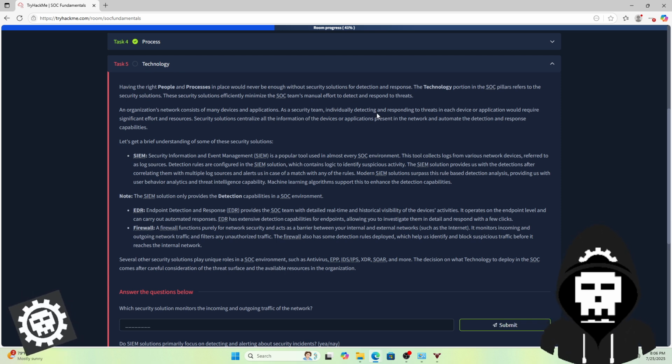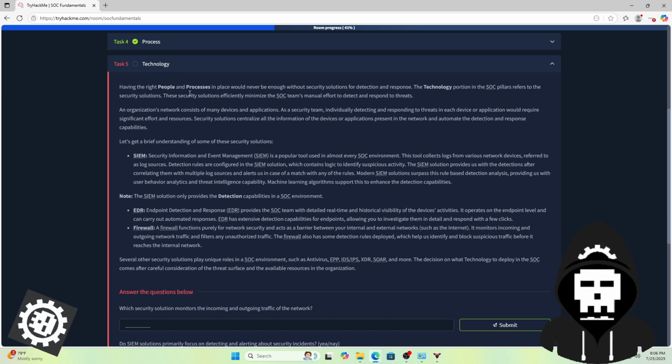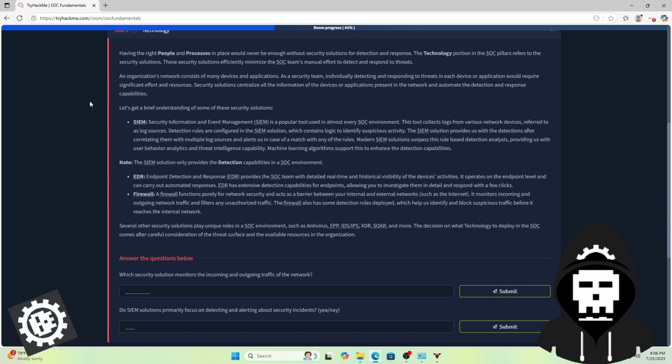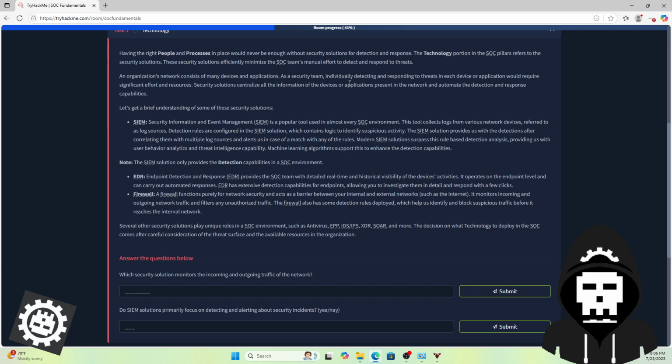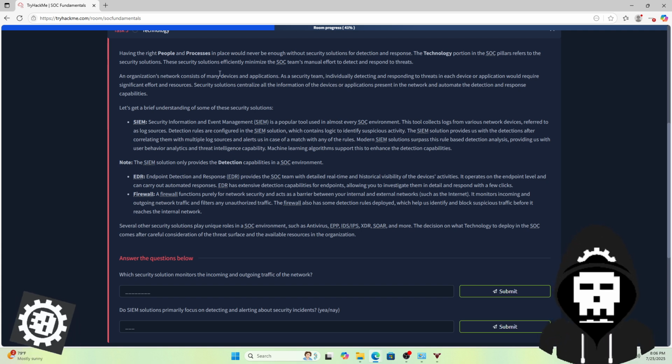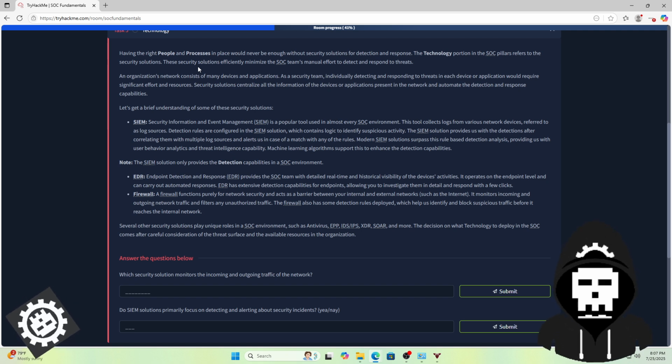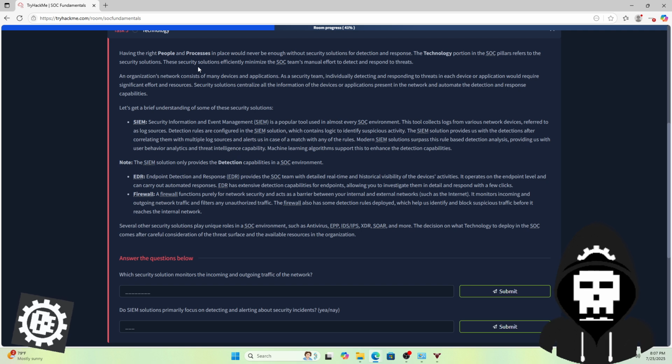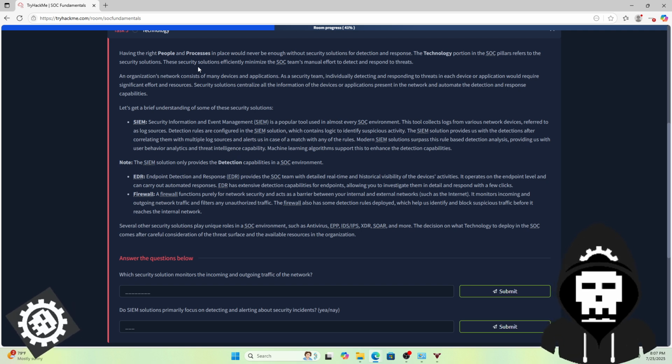So the technology portion of SOC pillars refer to security solutions. These security solutions effectively minimize the SOC team's manual effort to detect and respond to threats. An organization's network consists of many devices and applications, and as a security team, individually detecting and responding to each threat in each device or application would require significant effort or resources. Now, could you imagine if one person was dedicated to watching 100 assets? You would miss stuff all the time.